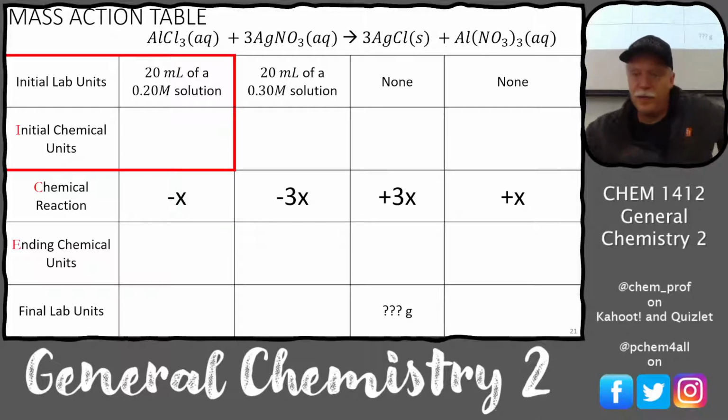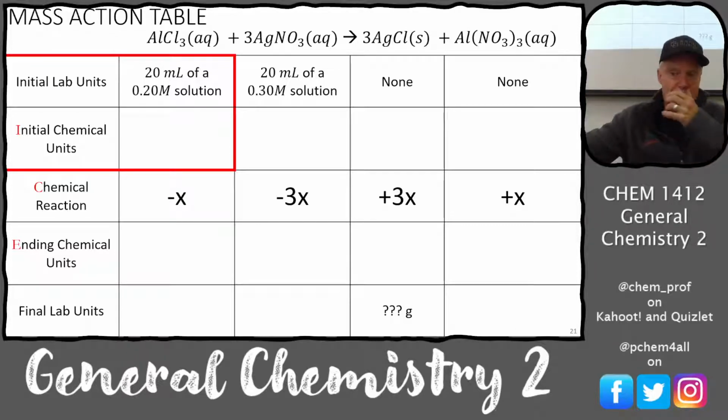Okay, so this is the reaction we have at the top. You can write out your balanced chemical equation. We're mixing an aqueous solution of aluminum chloride, which is AlCl3, with aqueous silver nitrate, AgNO3. It's going to make silver chloride solid. It's going to precipitate out, and we're going to have some spectator ions left over, aqueous aluminum nitrate.